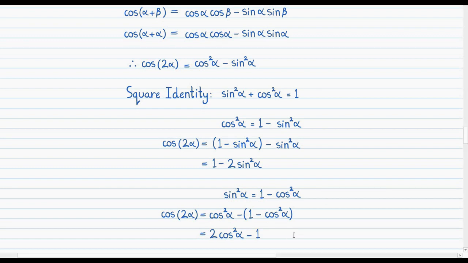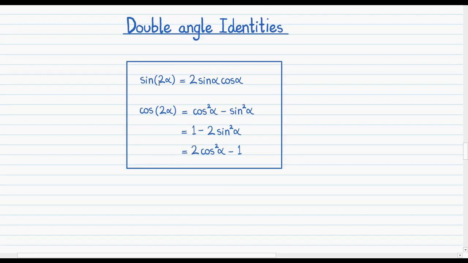Now here's a summary of the four identities we just derived, where sine of 2 alpha, which just represents any sort of angle, would be equal to 2 times sine alpha times cos alpha. And then cos 2 alpha can be represented in three forms, where the basic form is cos squared alpha minus sine squared alpha. The second form is 1 minus 2 sine squared alpha. And the third form is 2 cos squared alpha minus 1.